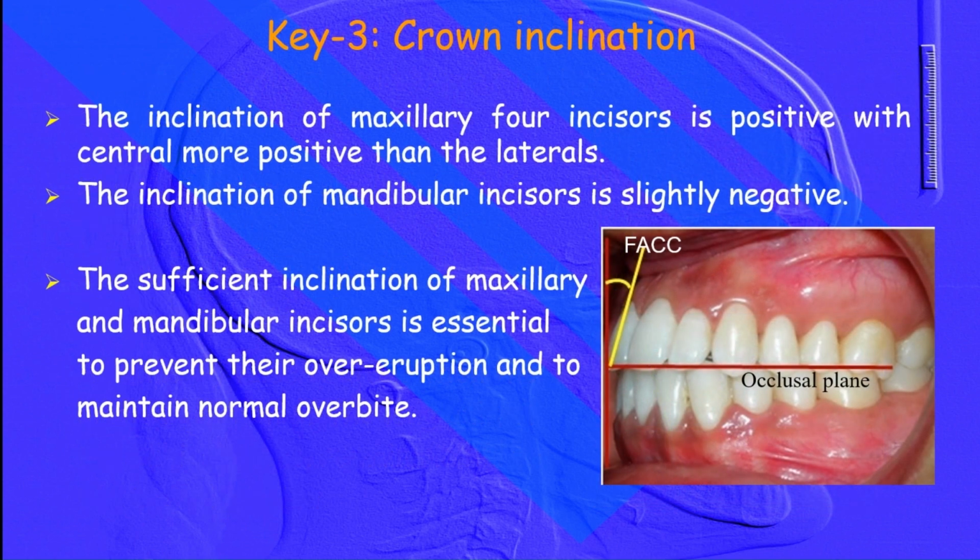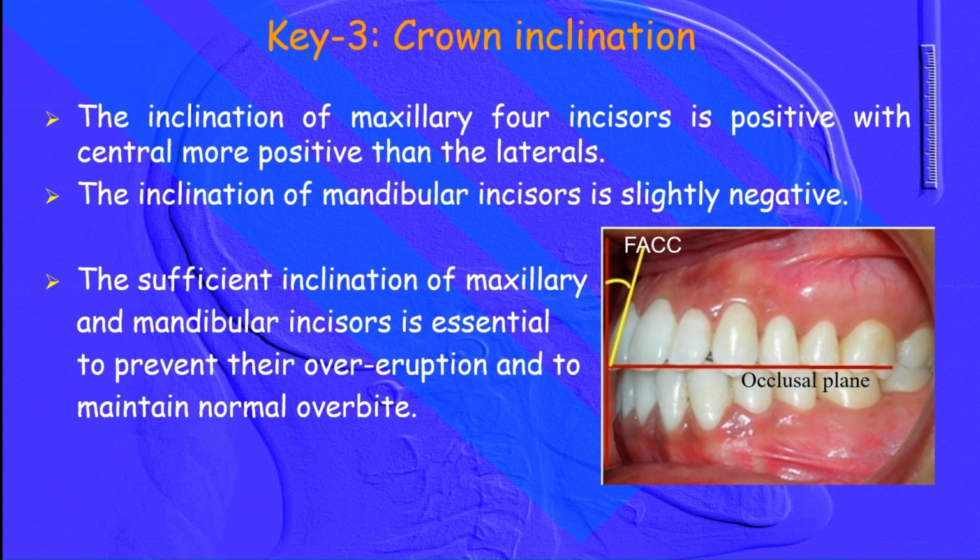The crown inclination of the maxillary four incisors is positive. However, the crown inclination of the maxillary central incisor is more compared to the lateral incisor. In contrast to maxillary incisors, the inclination of mandibular incisors is slightly negative, and the same for central and lateral incisors.